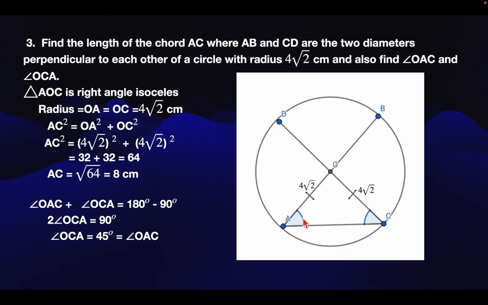Okay. Now they are asking us to find these angles. So here we can say angle A plus angle C is equal to 180 minus 90 degree. This is 90 degree. And both these angles are equal because this triangle is an isosceles triangle and the sides are equal. So 2 times OCA is equal to 90 degree. So angle OCA is equal to 45, equal to OAC. So this angle is 45 and this angle is also 45.